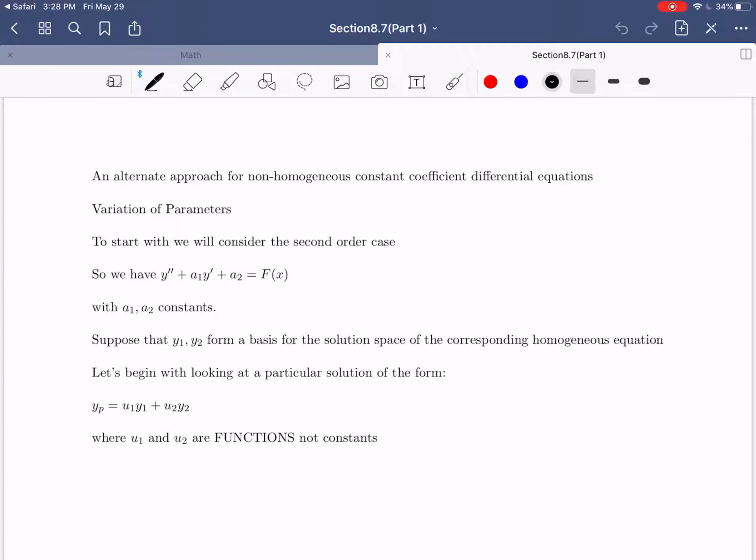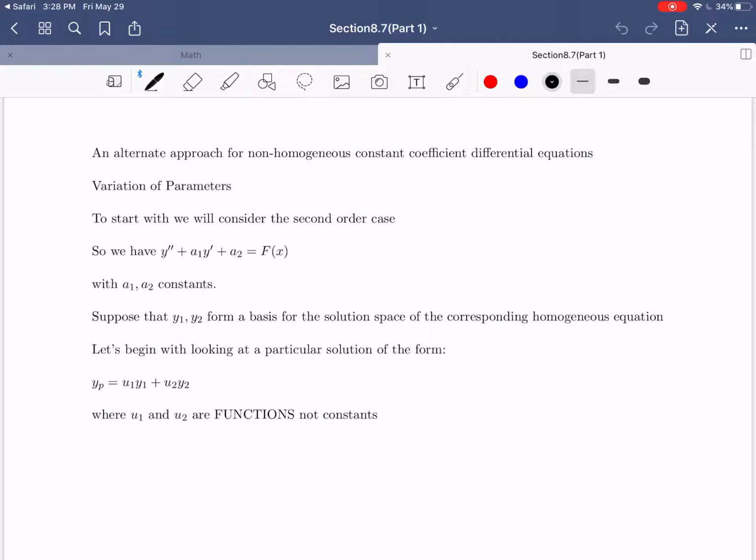Then in the next video, which will be 8.7 part 2, we'll generalize what we do in this video to any nth order constant coefficient non-homogeneous differential equation. So everything in this video is going to relate to second order ones, because that will help motivate this discussion, and then we'll generalize things in the next video.